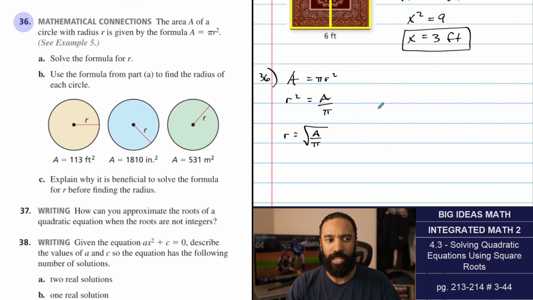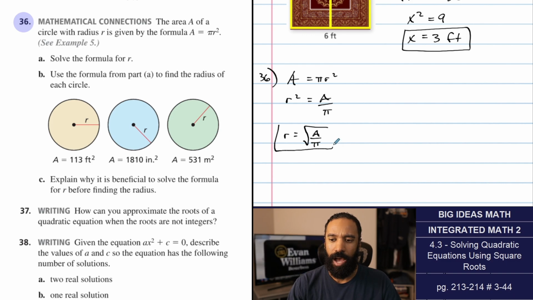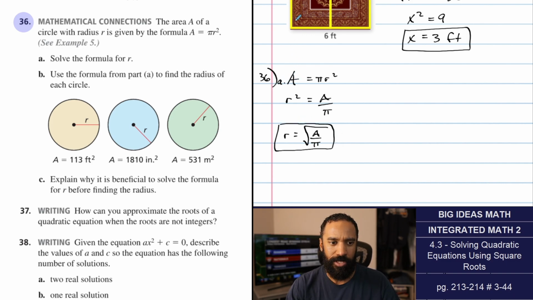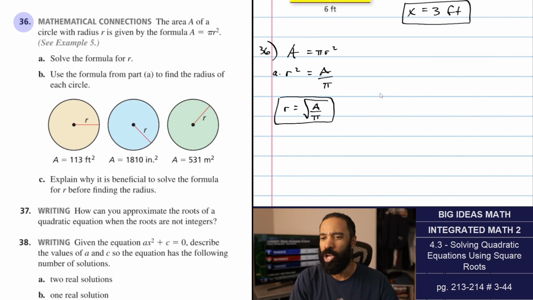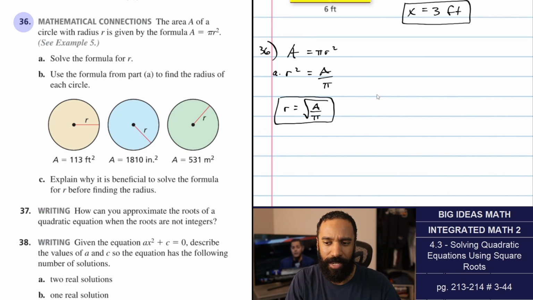It seems like as far as what they did in problems, there's no reason for us to write the rationalized version of that. Sorry, I should put part A right there. No reason for us to write the rationalized version, especially if we're just going to substitute something into there and make it happen. We don't want this root pi over pi nonsense.